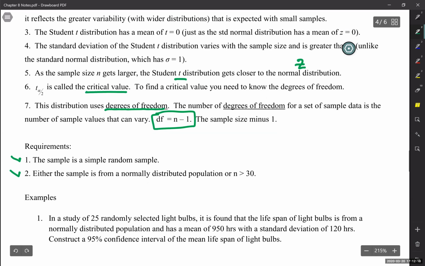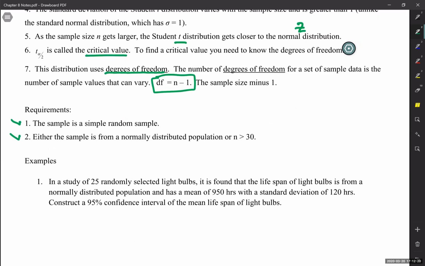You can see this first problem. We have 25 randomly selected light bulbs. Now n is 25, so it doesn't fit our n greater than 30. However, it does say in the very next sentence, it's from a normally distributed population, so we're fine. It doesn't matter what n is as long as you have a normally distributed population.